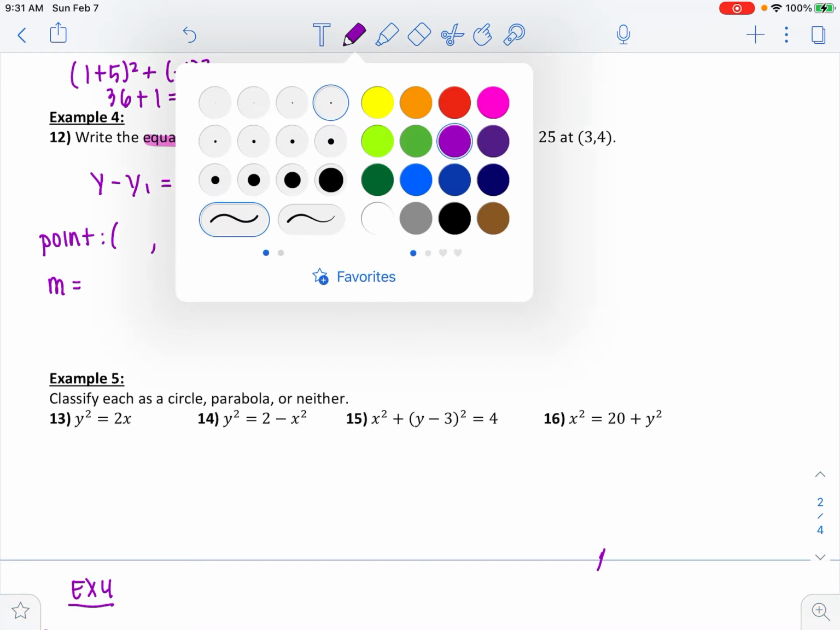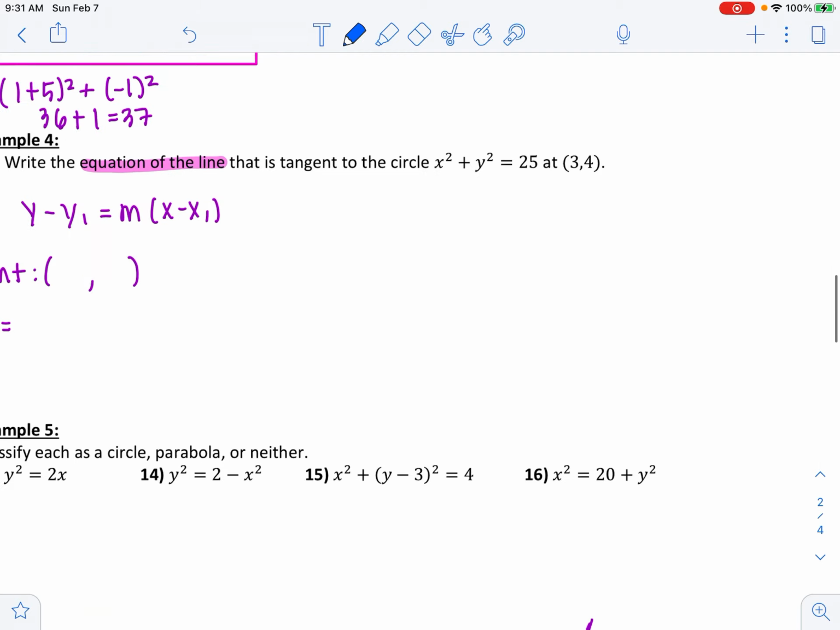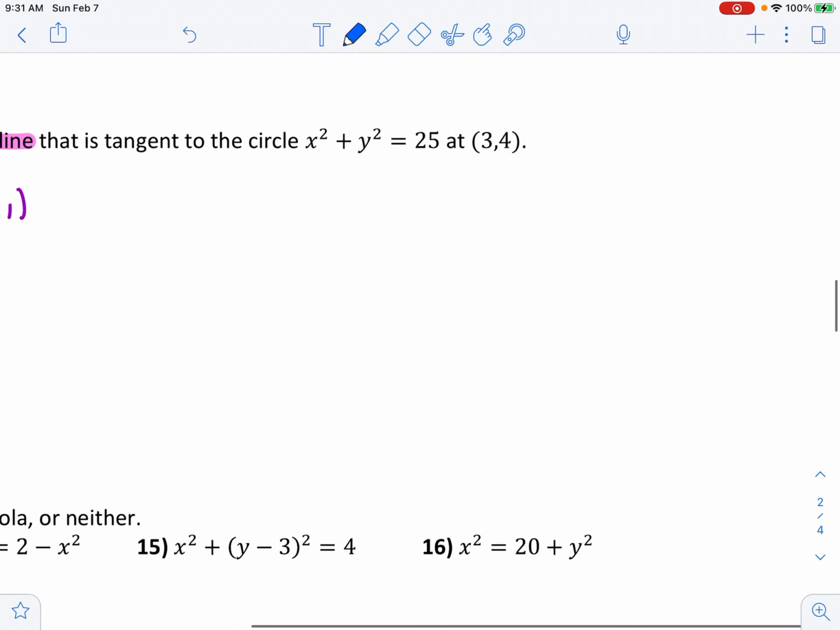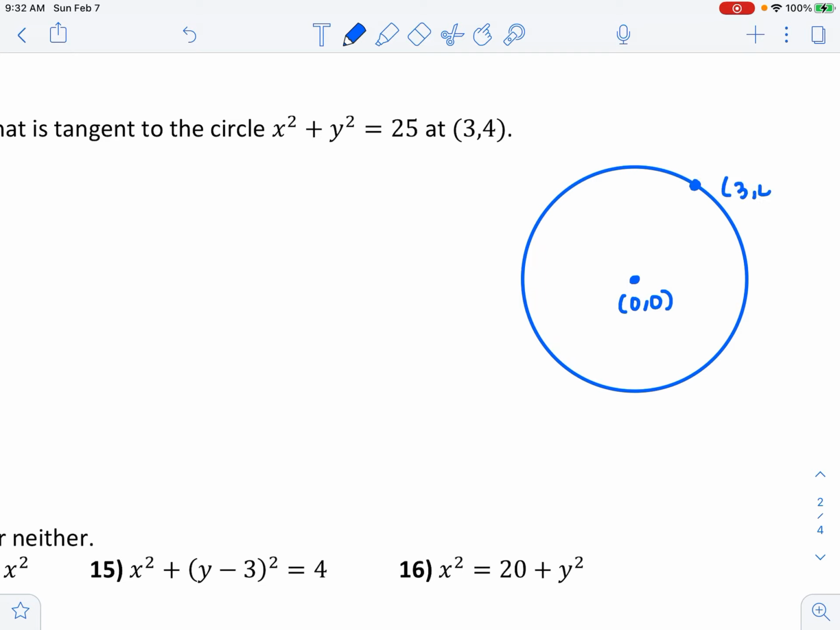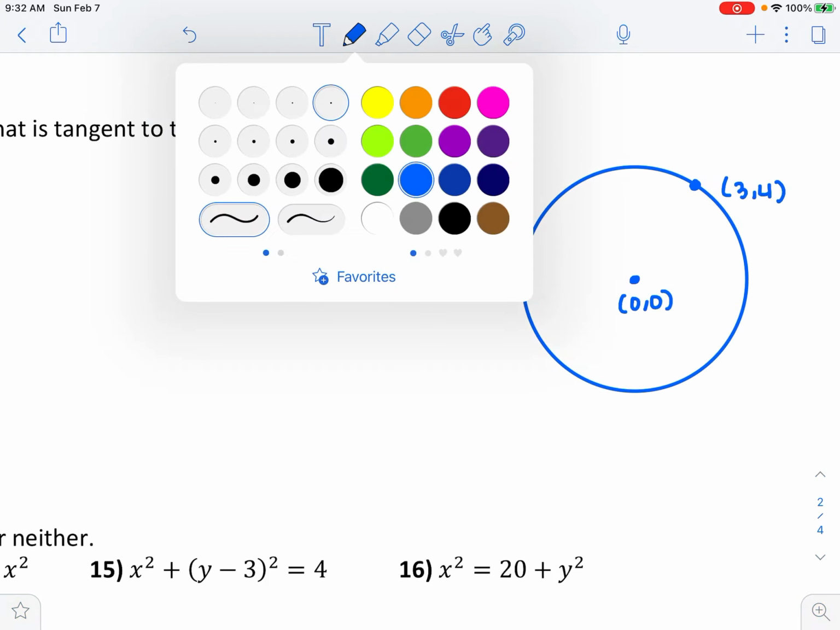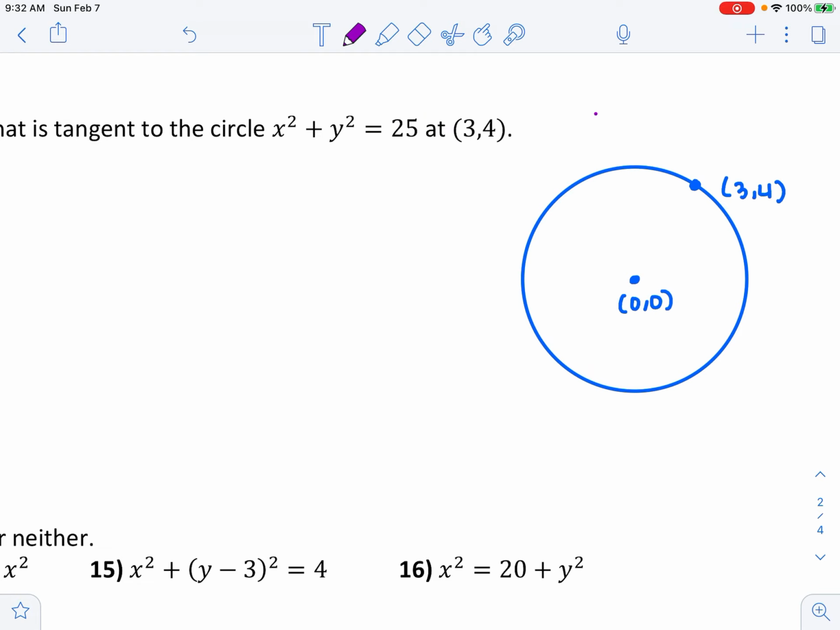Okay, so next thing I do is I say, all right, I need to draw a picture of what this looks like. Write an equation of a line that's tangent to the circle x squared plus y squared equals 25 at the point (3, 4). So I'm going to draw a circle, just a sketch of a circle. I know the center is (0, 0) because it's x squared plus y squared. And then it's tangent at the point (3, 4). So I'm going to graph the point (3, 4), which I'm just approximating right there. It doesn't have to be that accurate. And I want to write the equation of a line that's tangent at that point.